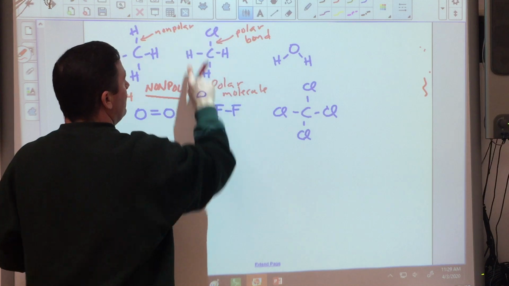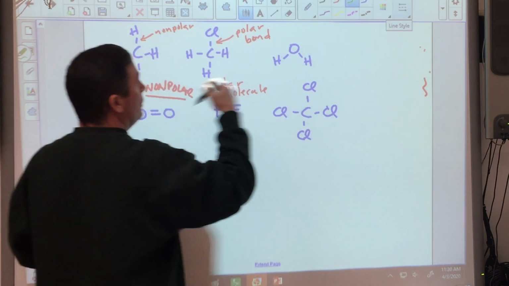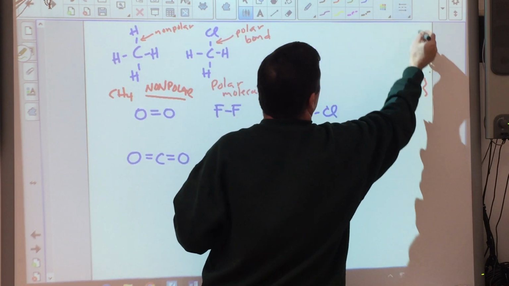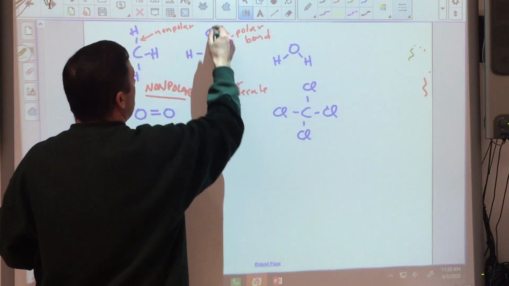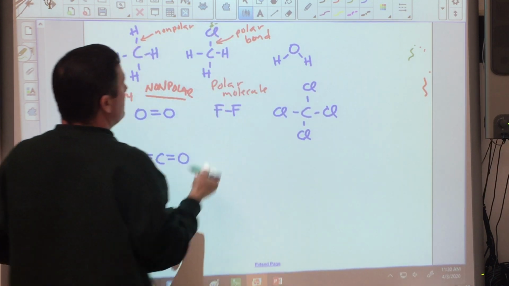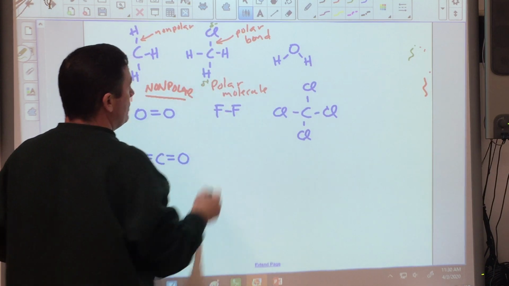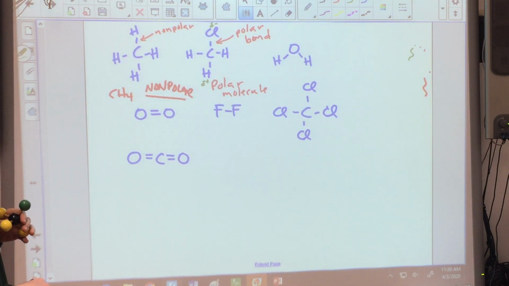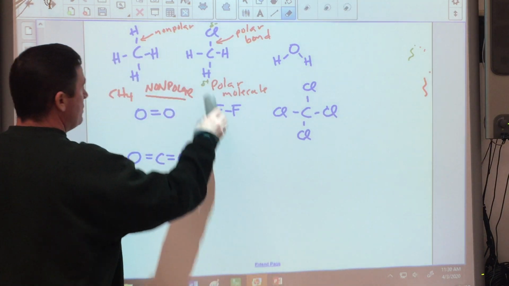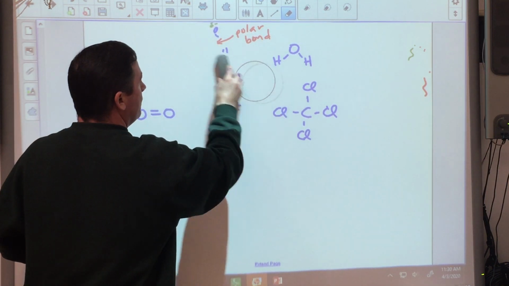So, since this is a polar molecule, I'm going to show that with a little negative on that side, and the opposite side is going to be slightly positive. Let's go down to this one. I'm going to erase the rest of this so we can concentrate on that.